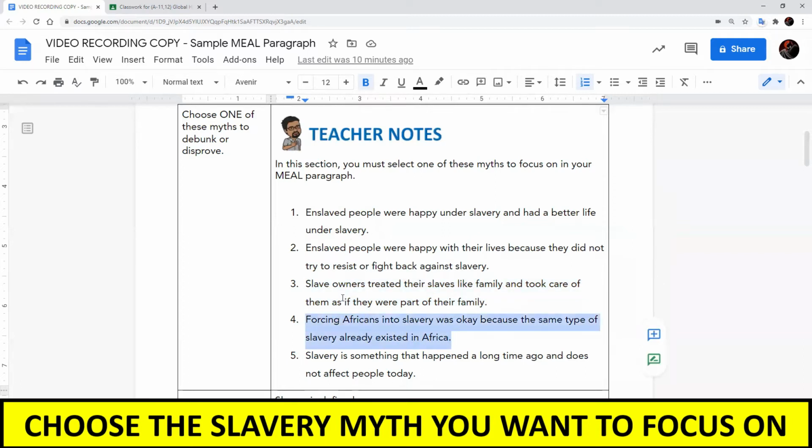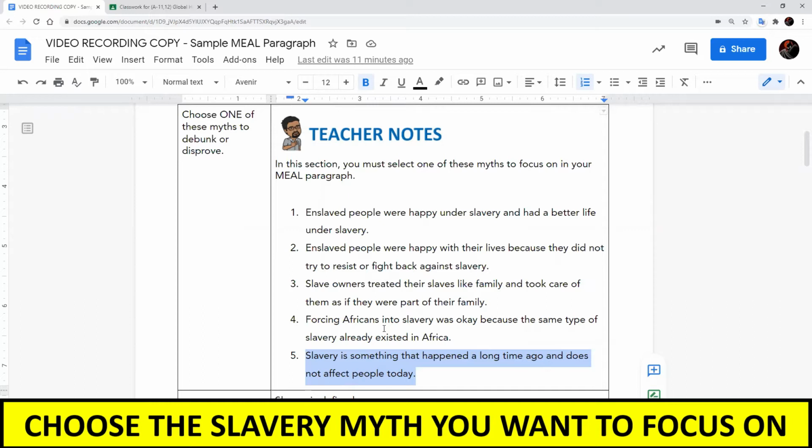Forcing Africans into slavery was okay because the same type of slavery already existed in Africa. And slavery is something that happened a long time ago and does not affect people today. So these are all myths. No one should be saying, "Oh yeah, I agree with that." That's not the purpose of this paragraph. The purpose is for you to read these and think, "Wow, these myths are things that people actually still believe. That is crazy."